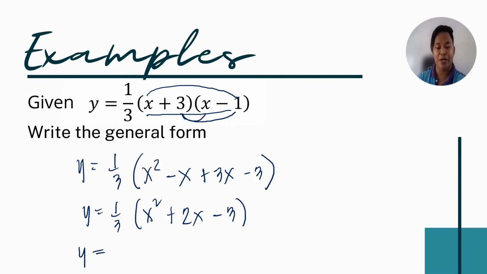Then, distribute po natin yung 1/3 sa lahat ng terms po na nasa parentheses po. 1/3 x squared. 1/3 times 2x is positive 2/3 x. 1/3 times 3 is 1. And copy minus sign. Therefore, the general form of this quadratic function is y is equal to 1/3 x squared plus 2/3 x minus 1.